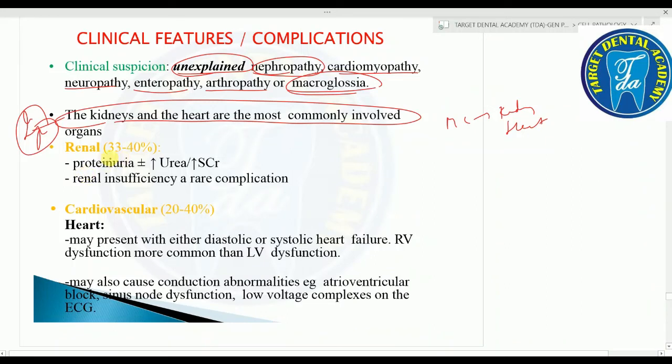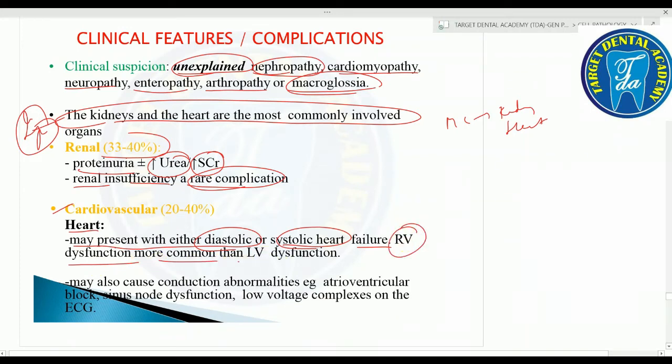So the renal involvement constitutes 33 to 40%, in which there is proteinuria, which leads to increase in the urea and increase in the serum creatinine. Renal insufficiency is a rare complication. In the heart, it may present with either diastolic or systolic heart failure. RV dysfunction is more common than LV dysfunction. It may also cause conduction abnormalities, for example atrioventricular block, sinus node dysfunction, and low voltage complexes on the ECG. Important.